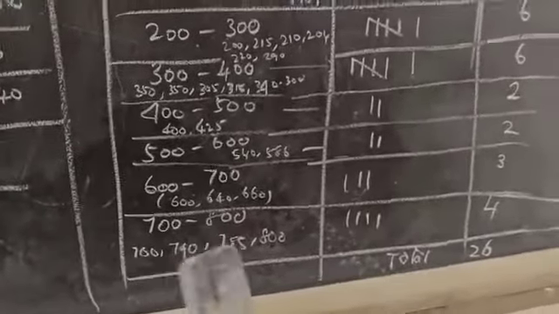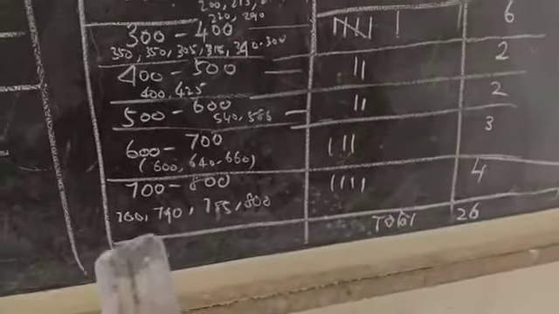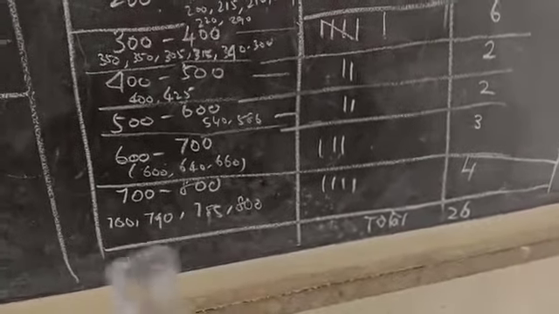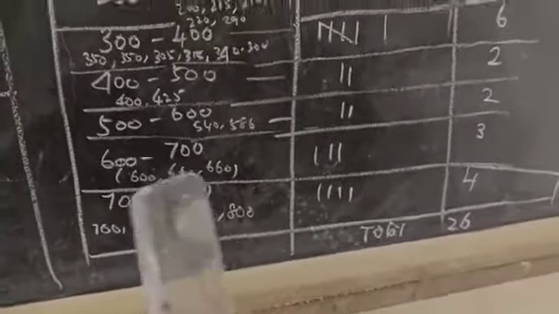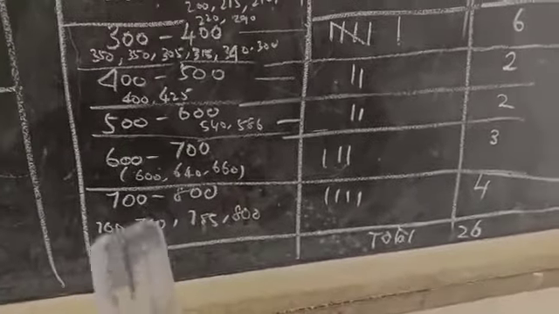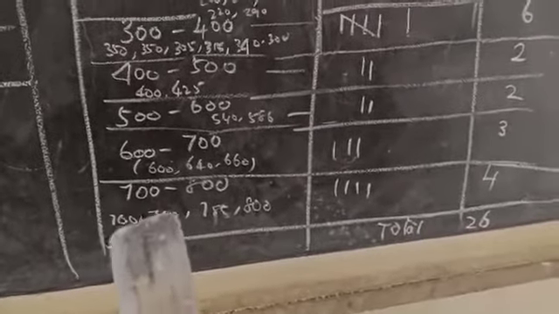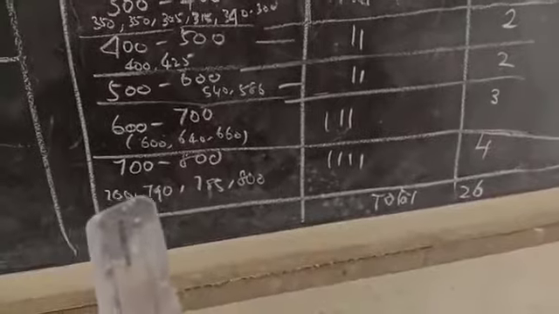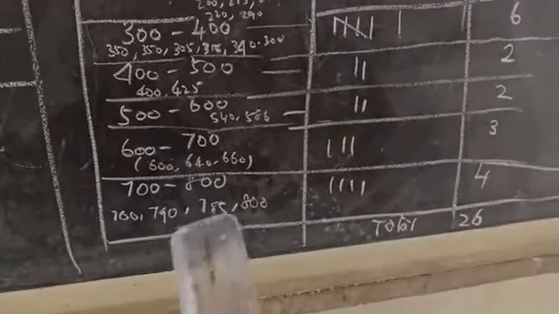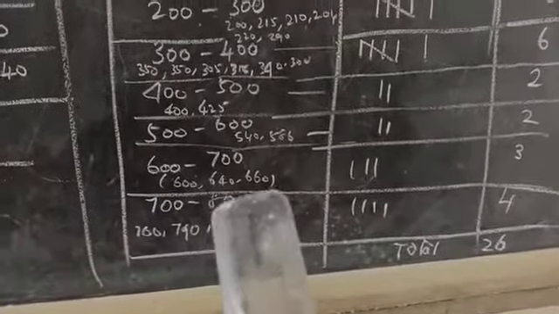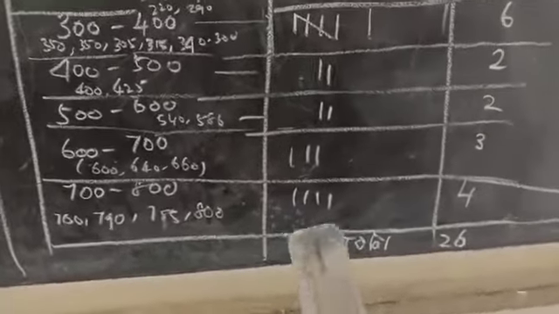Then 700 to 800, there are 4 numbers. Listen, this is the last interval. Here we take 800 also. Okay, in this class we take 800 also. So 700 to 800: 700, 706, 790, 785 and 800. So there are 4 numbers.